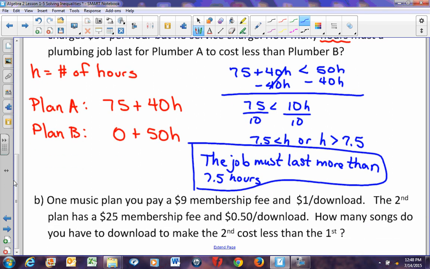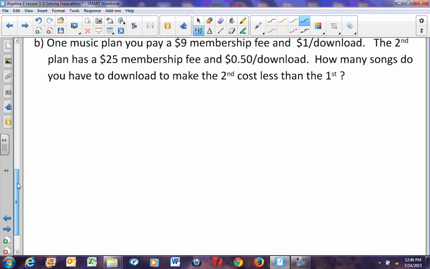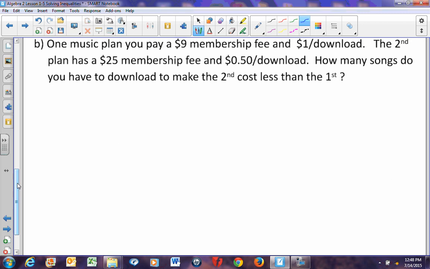Let's look at the second question here. 1B. One music plan has you pay $9 membership fee and $1 per download. The second plan has a $25 membership fee, but only 50 cents a download. How many songs do you have to download to make the second plan cost less than the first plan? Right? So I'm going to let B equal my number of downloads.